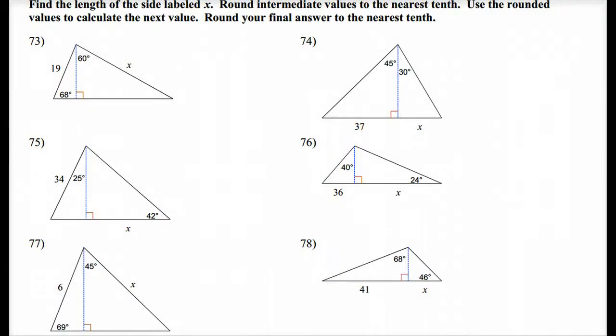So here we are, and we're doing some more. It says find the length of the side labeled X. So in the first one, right there. Found it. So I'm done. No, what they really mean is what is the value of X? So we've got to find a roundabout way to get there.